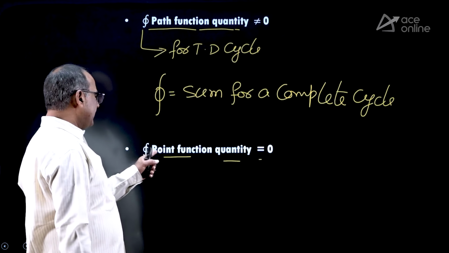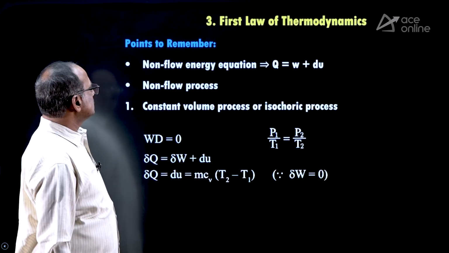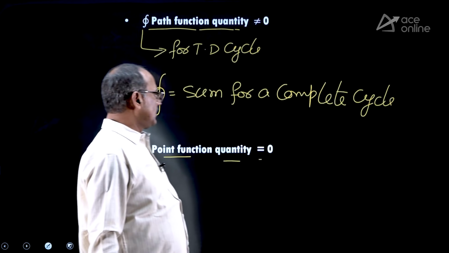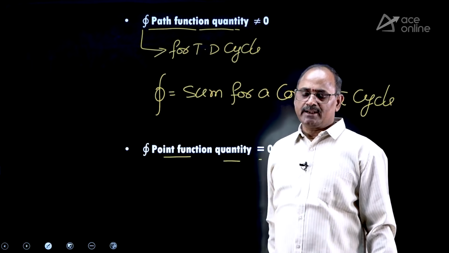Similarly, the cyclic integral of a point function quantity is always equal to 0. Okay. So with this, the formulas and important points for work and heat are completed.